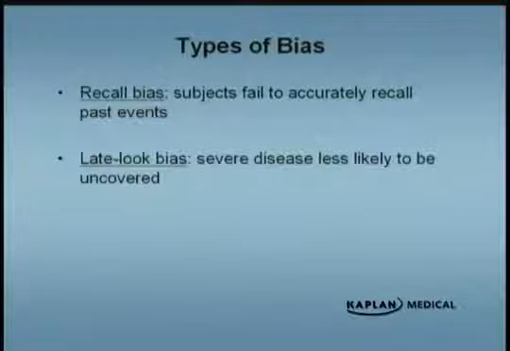Next up, we have something called late look bias. And this is, again, a little bit different than the classic study designs we've been talking about. Late look bias, you're trying to get a sense, you're trying to characterize some severe, maybe life-threatening disease. The problem is the most severe cases won't be available to you. They may be dead or in some other way non-accessible. And so the picture you get of the disease is biased towards the healthier end. You get the least sick people and therefore a distorted picture of reality.